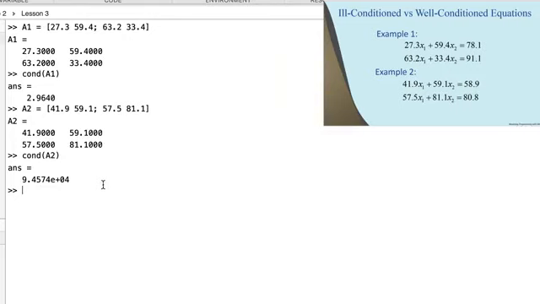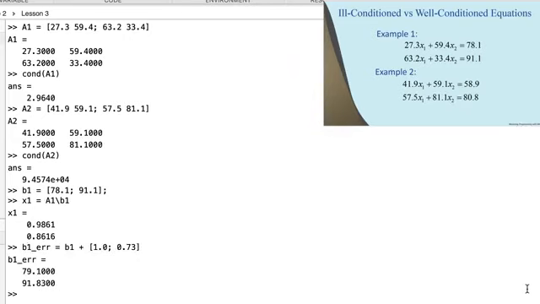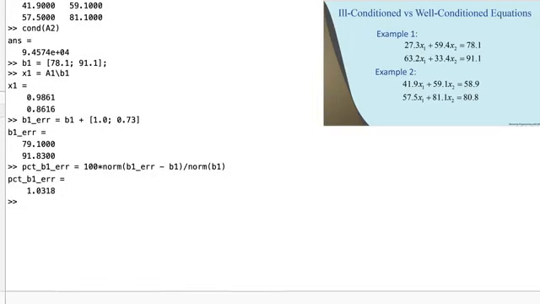Let's look at some example input errors for these equations and see what sort of output errors we get. Let's solve the first set of equations to start. Now let's add a small error to B1 and get a new input vector. Let's calculate the percent error in the input. The percent error is equal to 100 times the magnitude of the error vector divided by the magnitude of the original vector. So we have about 1% error in our input.